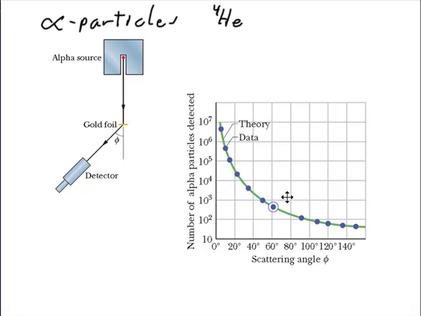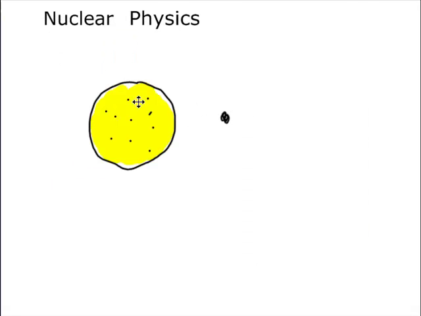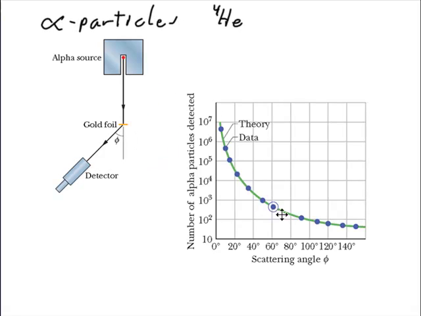He once remarked that this was, to him, like firing a cannonball at a piece of tissue paper and having the cannonball bounce back. This mushy idea of all the mass spread evenly throughout the atom would be like that tissue paper, and the alpha particle like the cannonball that should have just shot right through it. And instead, it bounced back at a large angle. In fact, significant numbers bounced back almost straight backwards.